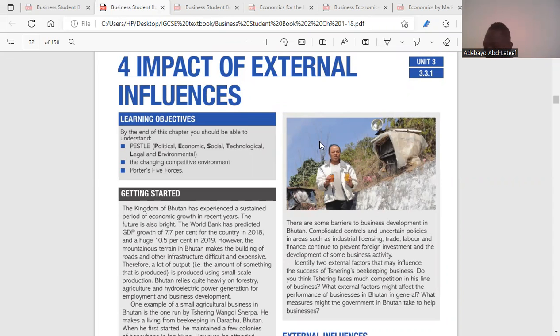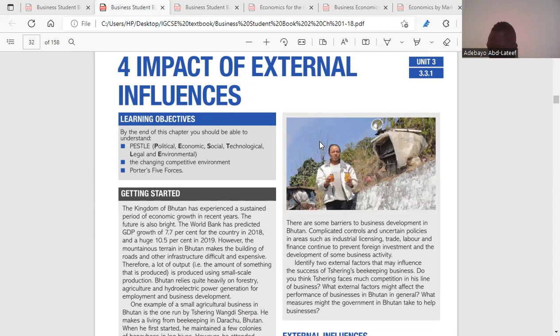So I wrote, external influences are events and issues that are completely beyond the control of the business. To analyze the external influence, it is logical to use PEST tool analysis. When we talk about PEST tool analysis, we're talking about political, economic, social, technological, legal, and environmental factors that have to be analyzed with external influences. So we start with political.